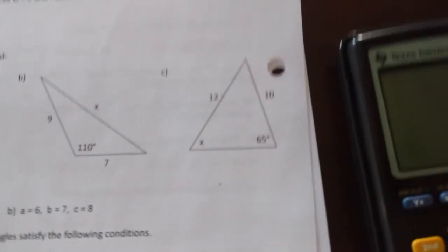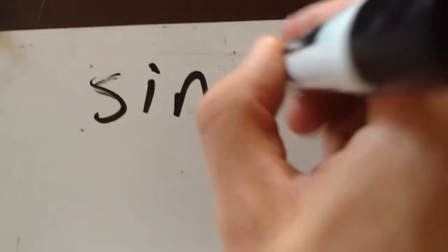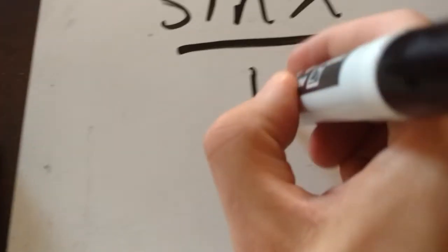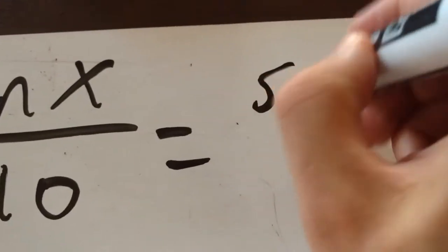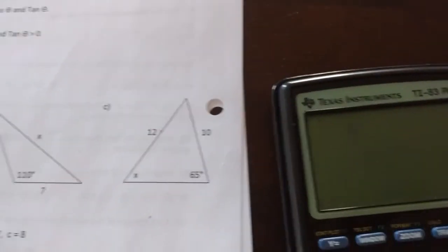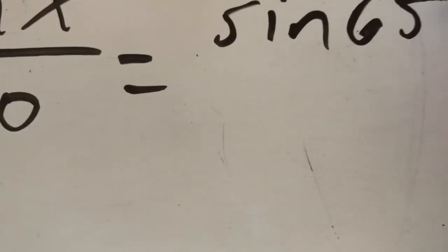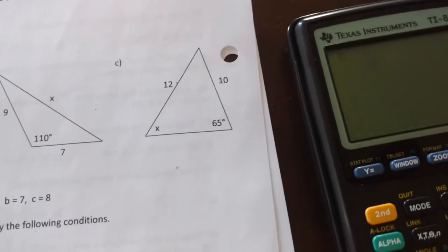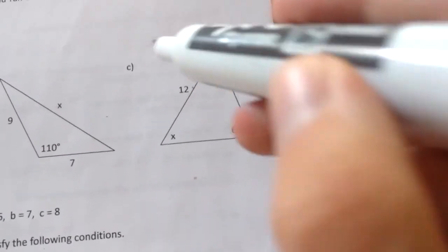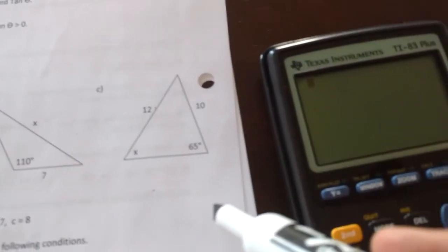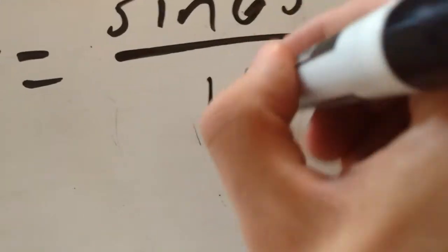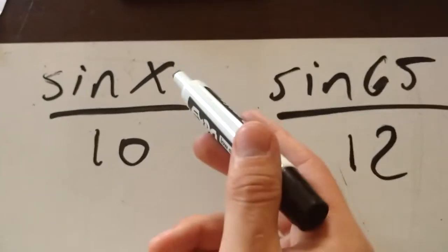So we can just use sine law. We're looking for an angle, so we'll say it's sine of x divided by its opposite side, which was given to be 10, equals sine of the angle that was given, which is 65, divided by its opposite side. And remember, sine law only works as long as you have opposite pairs. So sine 65 divided by 12. And we want to rearrange now to solve for x.